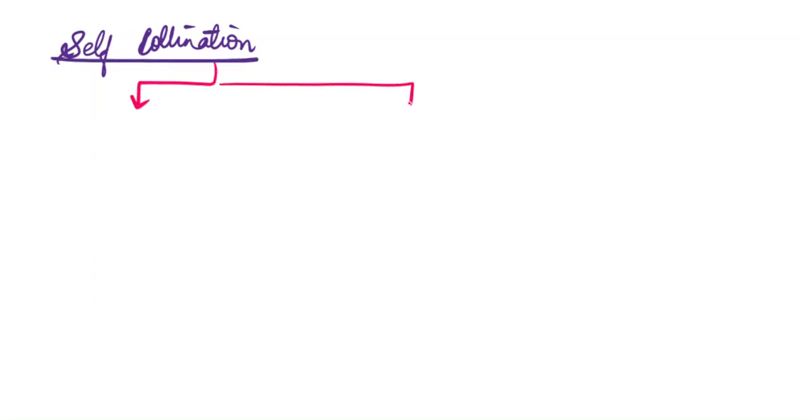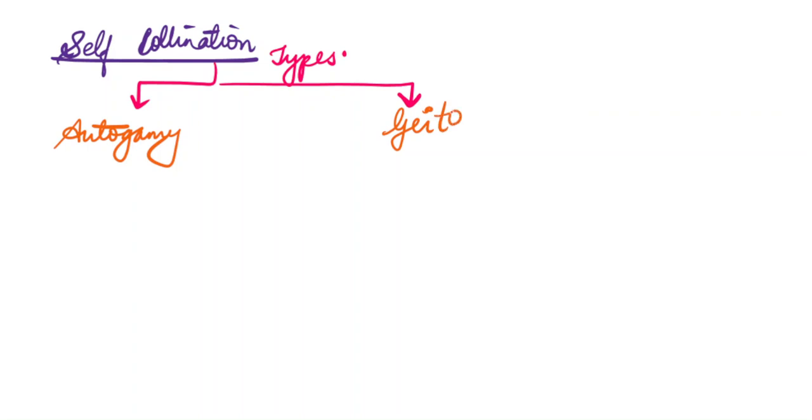Now I will start with self pollination in detail. I told you it has two types. What is the first type? The first type is known as autogamy, and the second type is known as geitonogamy.